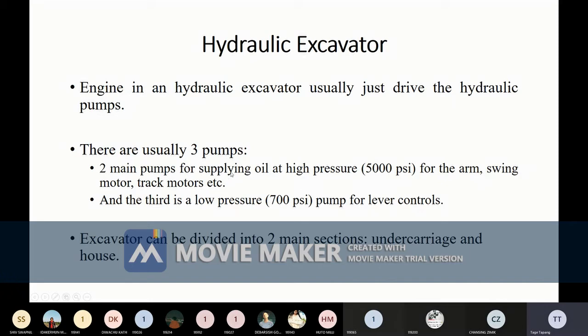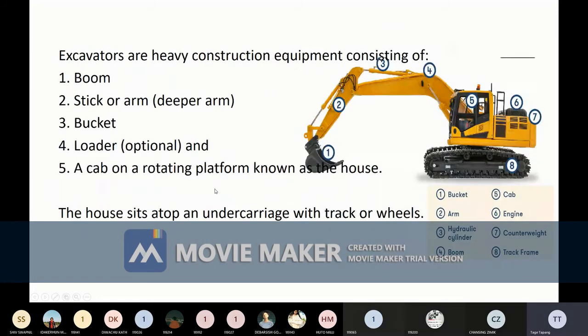So high pressure oil from the main pump is for the arm, swing motor, and track motor. This is your arm. To control this arm means this cylinder, because this cylinder will control this arm. This cylinder will control this bucket. So for these major controls, we are using the two main pumps.